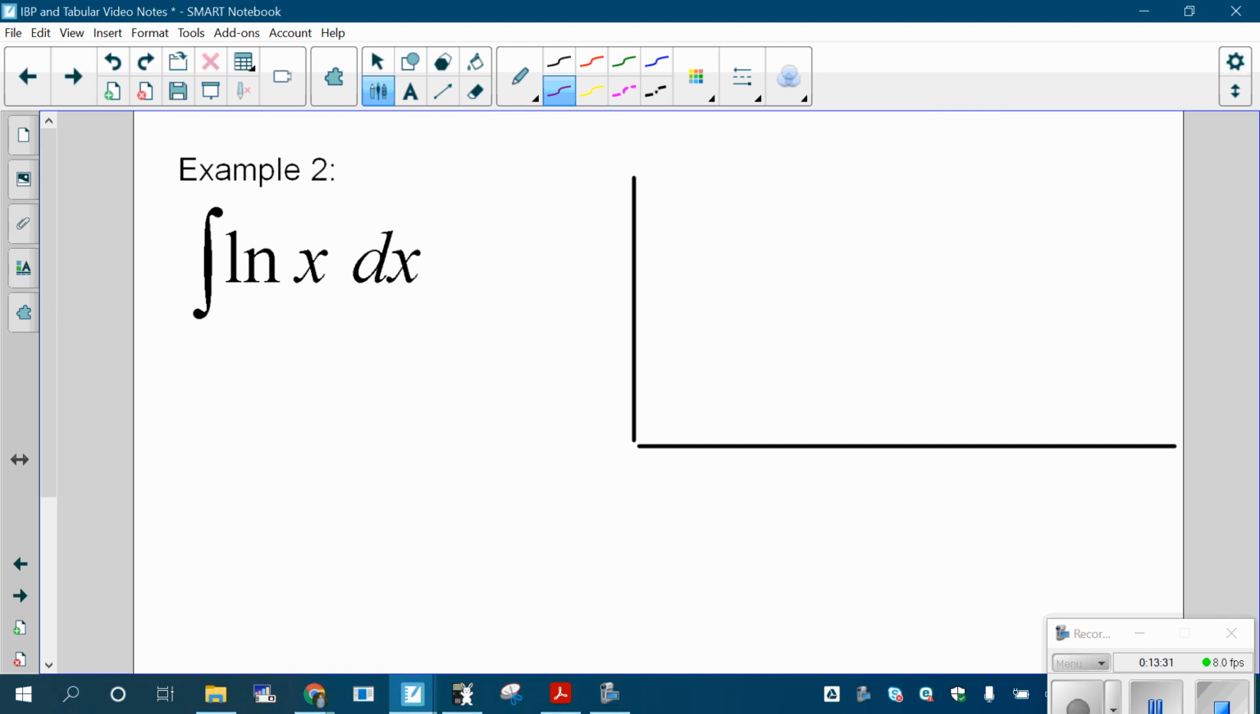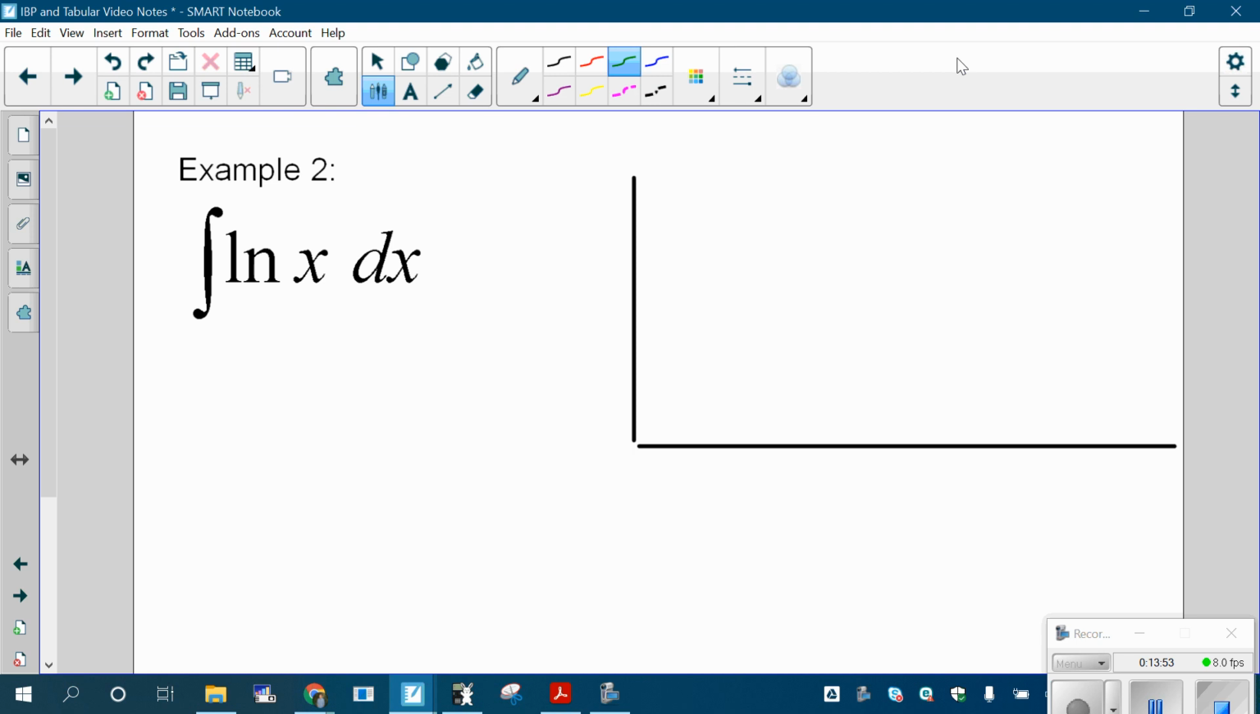Okay. I want to show you something cool, which is that we can integrate ln now. And you're like, wait, I thought I already could integrate ln. No, no, no. We knew how to do the derivative of the natural log, but we've never known how to do the integral of it. And we can do it with integration by parts. I'll show you. This is kind of a cool problem.